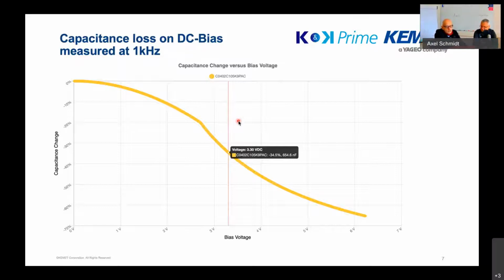The question is now, your system is running at 3.3 volt, and the ripple is only about 25, 50, or 100 millivolt. How does this affect the capacitance, and what are all the other consequences following from that?